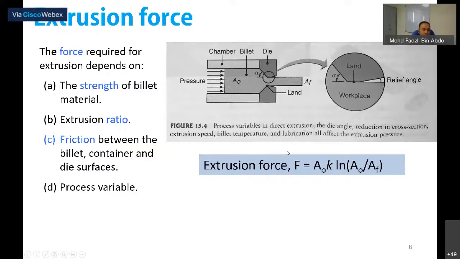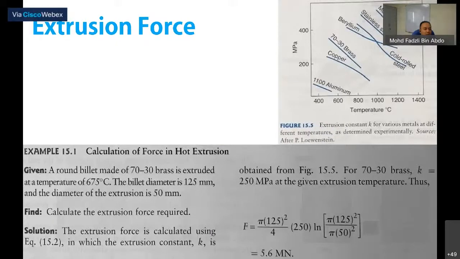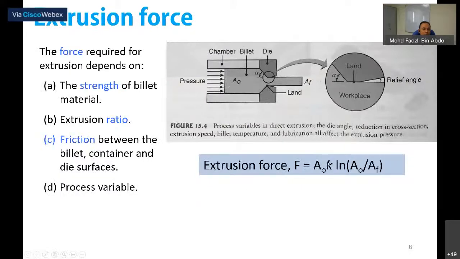Okay. Area ni, K ni adalah dia punya coefficient, constant coefficient. Ln bahagi area bagi AF. Okay. Okay, ini contoh. Calculation of the force in hot extrusion. Round billet made of 70-30 brass is extruded at temperature 675 degrees Celsius. The billet diameter is 125. This is the area. And the diameter of the extrusion is 50. Ini adalah AF. Okay. And then disuruh find, calculate the extrusion force required. So that kita menggunakan rumus tadi.